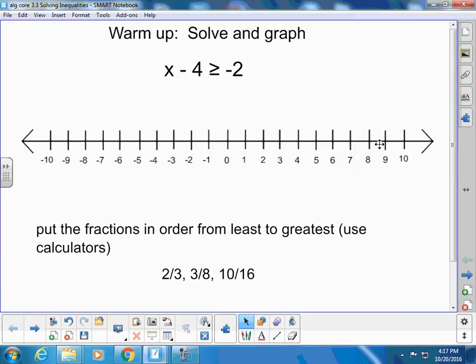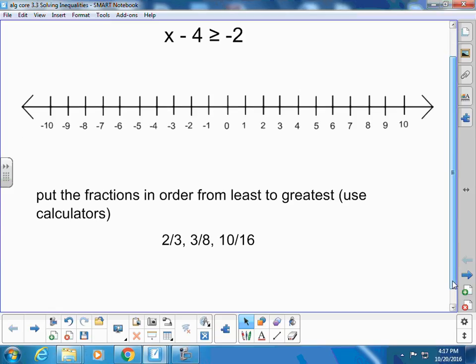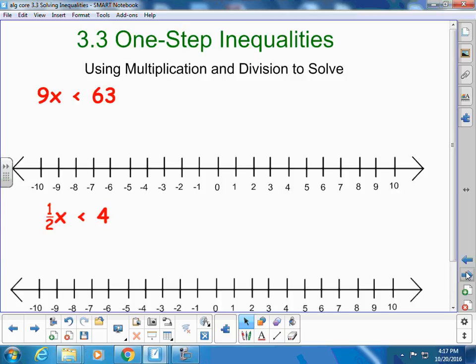All right, so we're starting out section 3.3 with a warm-up. So this is what we did yesterday. I want you to actually do these first two problems. The second one is an old one, but we're getting ready to do our quarter final, so that will be good practice. So 3.3 is one-step inequalities using multiplication and division to solve.